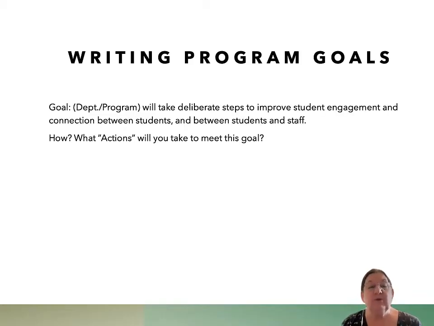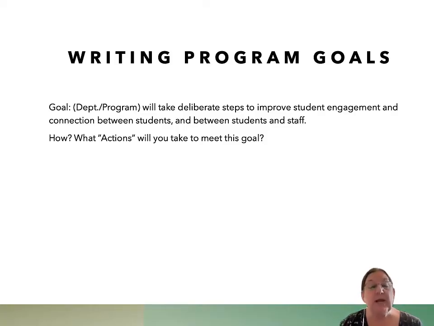Another example of a goal is: your department or program will take deliberate steps to improve student engagement and connection between students, so student to student connection, and between students and staff. So this is pretty specific, but yet broad. You're going to take deliberate steps. We haven't defined those steps, but we're going to do that in the action plan. What steps are we going to take in order to improve student engagement? We want to improve student engagement between students, but we also want to improve student engagement between students and staff.